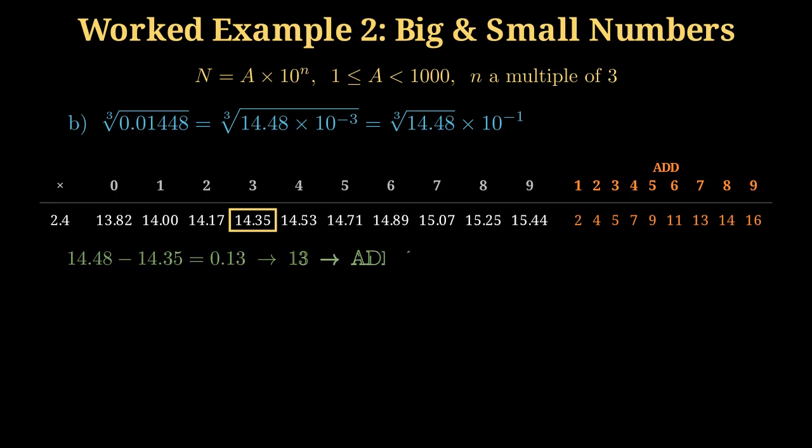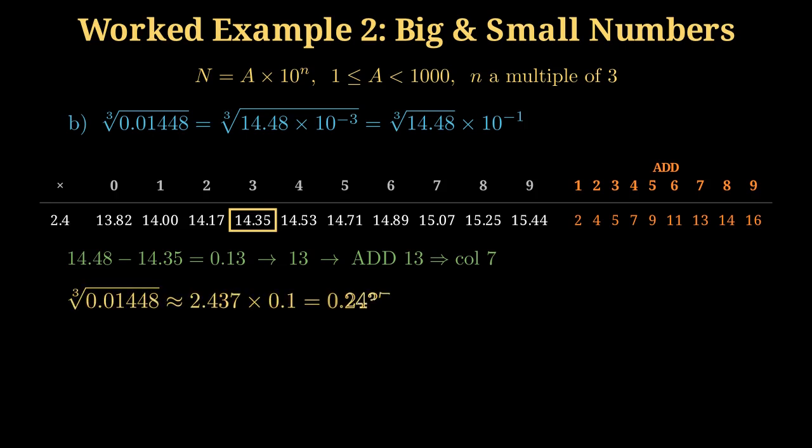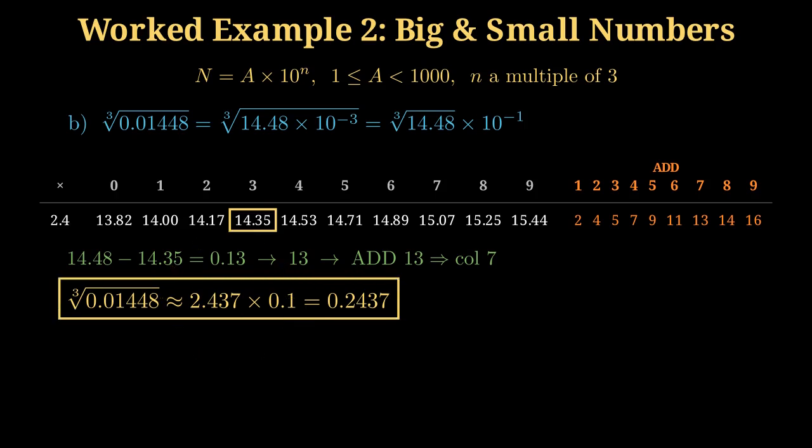And this time, the ADD columns have 13 exactly under the column headed 7. Fourth figure, 7. The cube root of 14.48 is 2.437. Divide by 10: 0.2437. Once again, that is the true cube root, correct to 4 significant figures. Big or small, shift by 3s. Read the table, shift back.